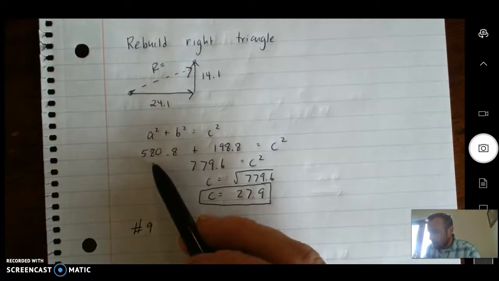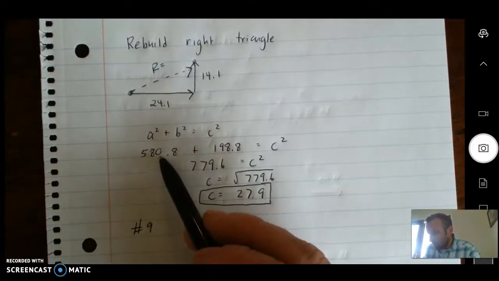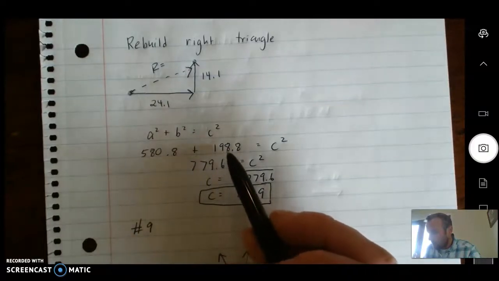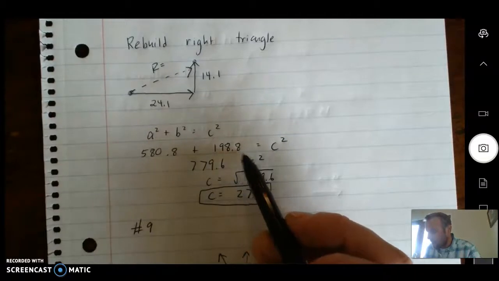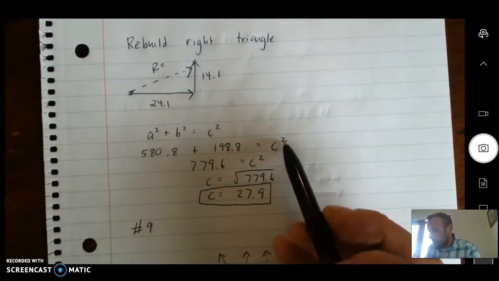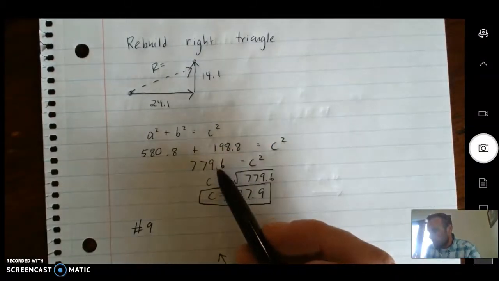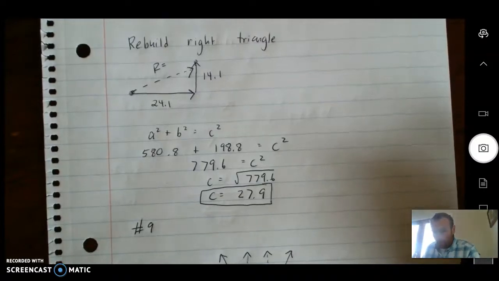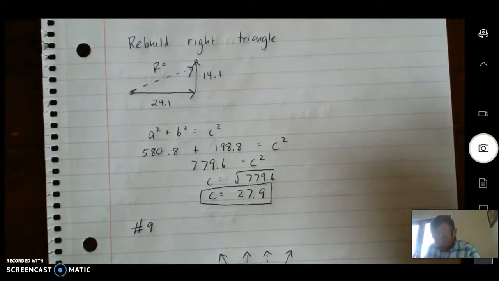So my a squared value is 24.1. I'm going to square that to get 580, plus 14.1 squared gives me 198, and that's going to equal the hypotenuse squared. So add those, square root 779, and my c value, my hypotenuse, or my resultant, is going to be 27.9 newtons. So that's the answer at the end of the day.